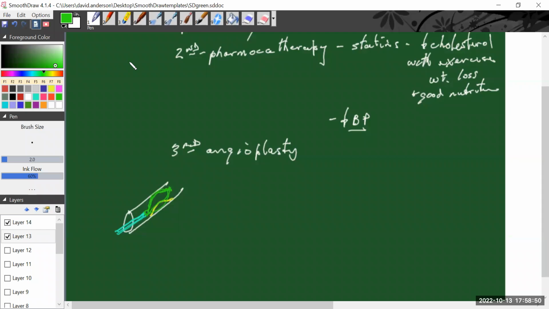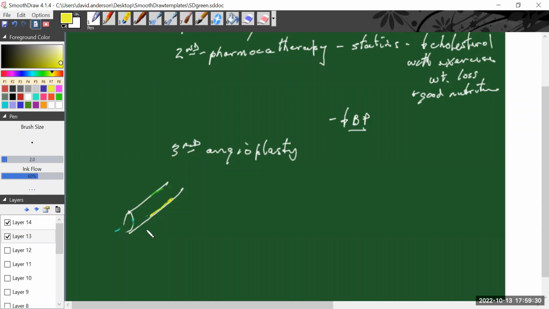And the inflation of the balloon is designed to kind of squish the atheroma and push it back against the intima to open up the lumen of that blood vessel. Then when the device is removed, we're going to have a squished atheroma, which will take another decade or so to grow back, in theory. So we bought some time.